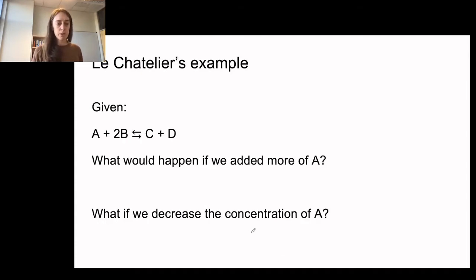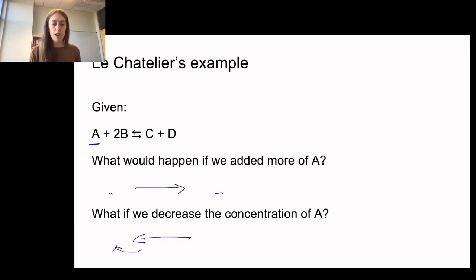So, very simple example. If we were given this equation, A plus 2B yields C plus D, what would happen if we added more of A? Well, I'm pretty sure you guys probably know at this point that if you added more A here, the reaction would shift towards the products, because you need to generate more products to counterbalance the increase in the reactants that you had. Similarly, if you decrease the concentration of A, you would shift the reaction in the other direction, because again, we need to move more into the reactant side to compensate for that loss.